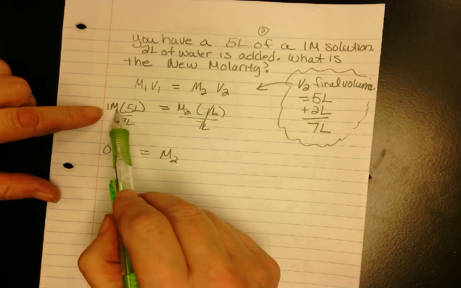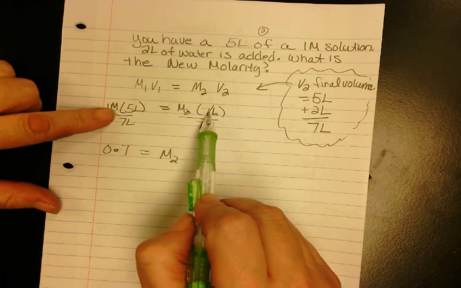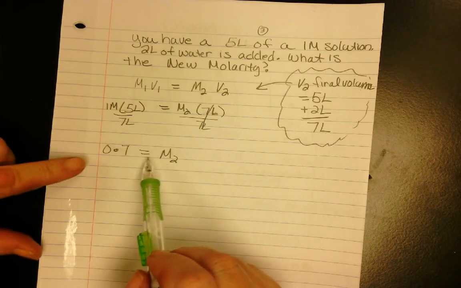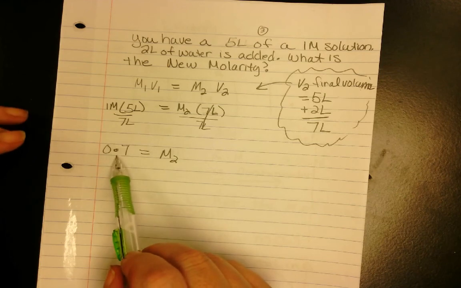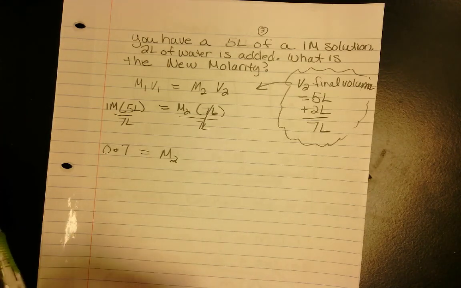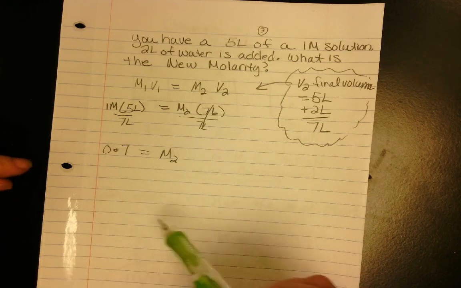So that's what I have to use in my formula. So I have 1 molar of a 5-liter solution. What's the new molarity with my final volume of 7 liters? I just rearrange that formula and I get a 0.7 molar solution. Okay, so remember what they're asking for and what you're solving for here.